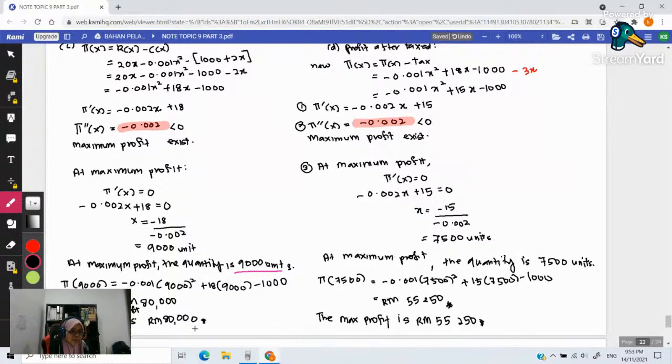Before tax, the maximum profit is 80,000, but after tax the profit decreases to 55,250 ringgit. So you must make sure of this. So this is all for example 3 and example 4 for lecture 4.